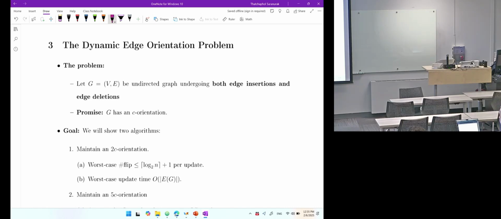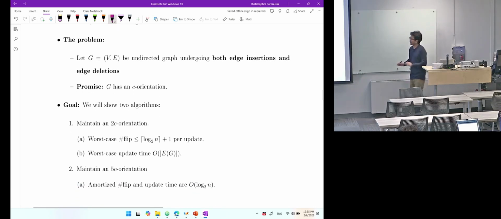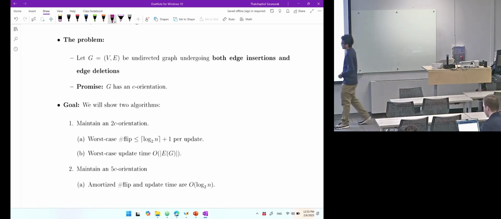Now, what we're going to show today, we're going to look at 2 algorithms. One algorithm is we're going to try to maintain 2C orientation. So a bit worse than C. We're going to maintain 2C orientation undergoing this edge update. All the out degree is at most 2C.